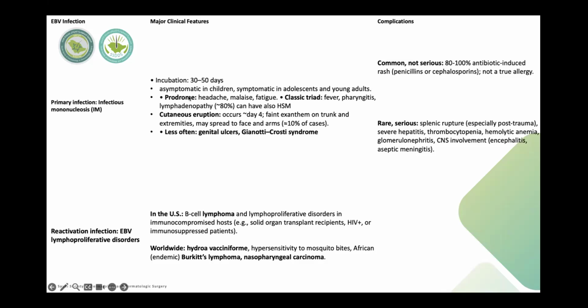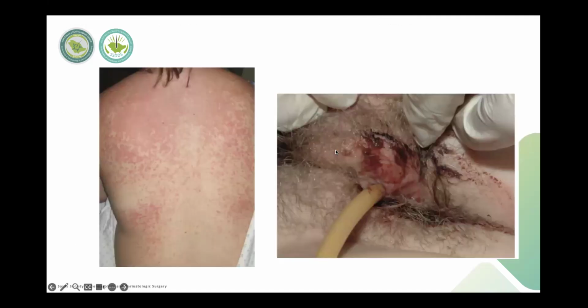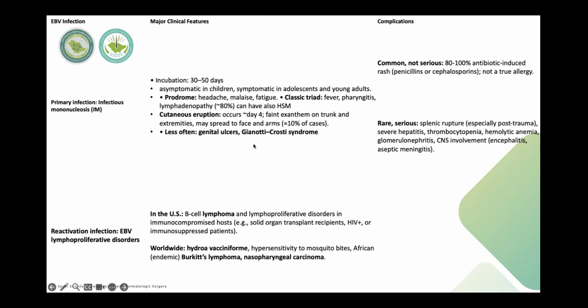Less often, it can present with gianotti crusty, the one that we've seen previously, and then the genital ulcer had this one, which is called Lipschutz ulcer. Sometimes it's just mistaken for human herpes virus. Usually it can be seen in young girls. Okay, reactivation of this virus usually presents as a lymphoma.